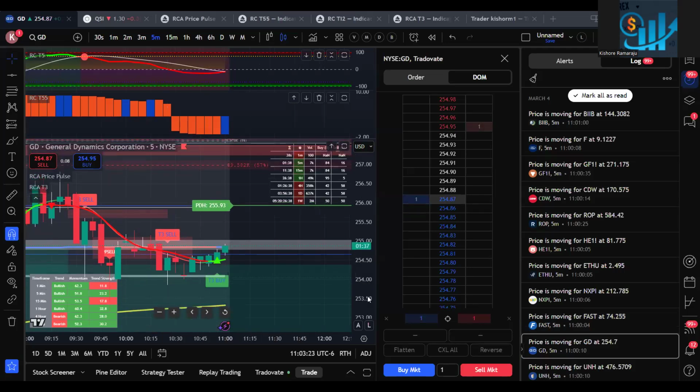So what do you think about this GD, General Dynamics? Do you think it is a good one to enter? We got a T3 buy. Yeah, overall momentum is very bullish. There is also strength. We got a buy signal. Our T3 is green, T5 is green, 1, 5, 15. We got a buy here, we got a buy here. Then we can go ahead and buy GD 255 calls.